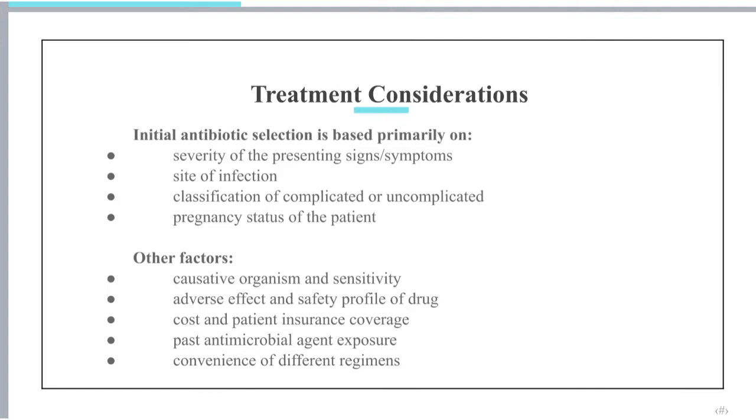When selecting a treatment for a UTI, we typically don't know the causative organism, but we can make educated guesses based on history from the patient or knowledge of the types of bacteria that you see in your region. Things that we have to consider about the patient are past antimicrobial agent exposure, the ability for the patient to afford a medication, and the convenience of the dosing regimen.